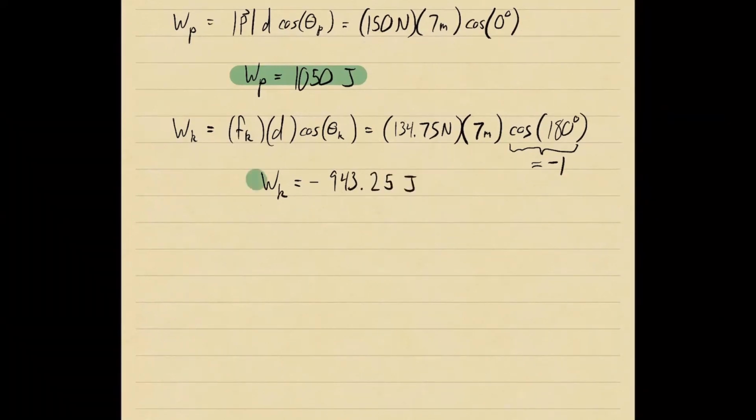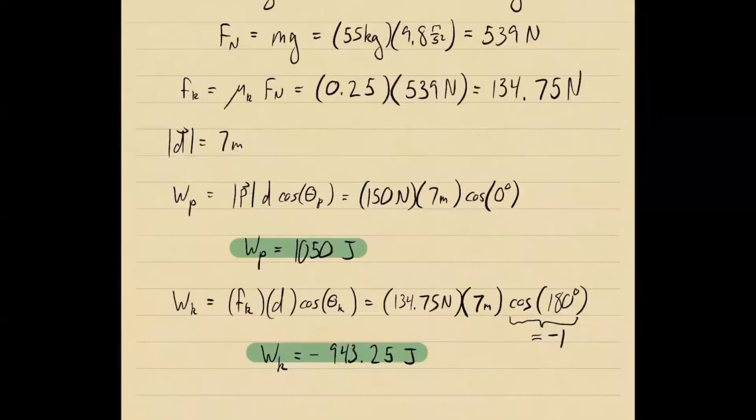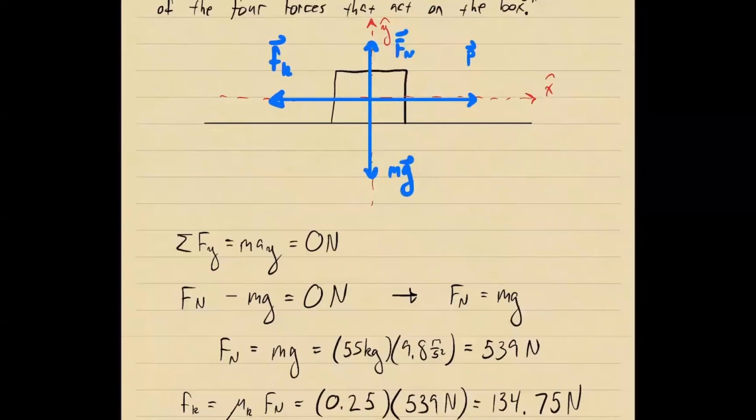Okay. So the work is negative because the box is moving to the right and our kinetic frictional force is pointing in the exact opposite direction. Right. So last but not least, the next two are going to be easy because we're looking at the work done by our normal force and our weight in taking the box and moving it 7 meters directly to the right.